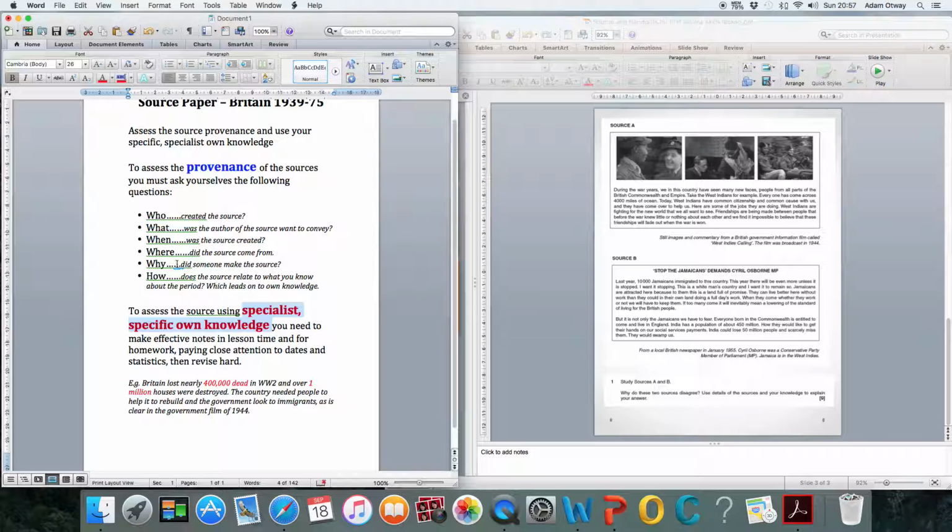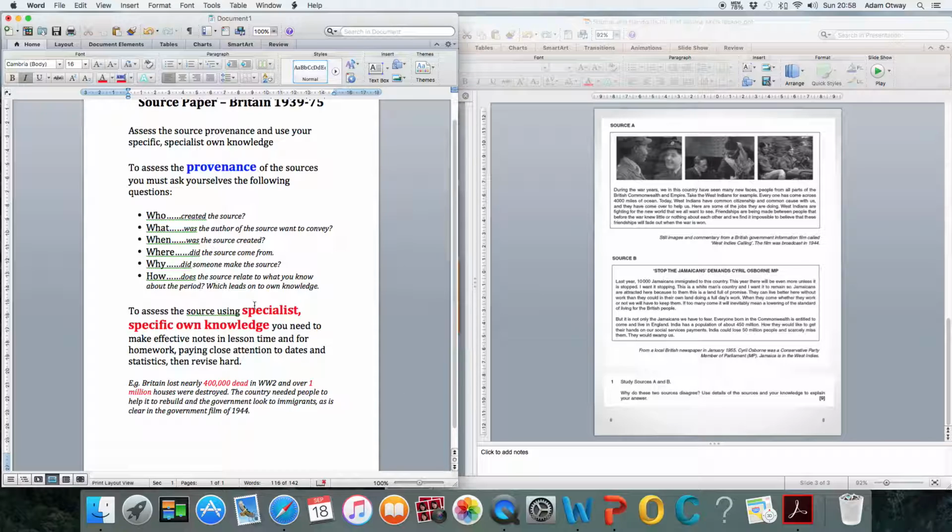So if I was saying why did someone make the source, or how does the source relate to what you know about the period, we already know because we've spoken about it in lesson that there were nearly 400,000 British dead in the Second World War, and over 1 million houses were destroyed. Not to mention the economic damage, which we've also spoken about, and there were specific numbers there. All of those things explain why the government in this source wants to encourage immigration to the country to help to rebuild, to replace those 400,000 people who'd been lost.